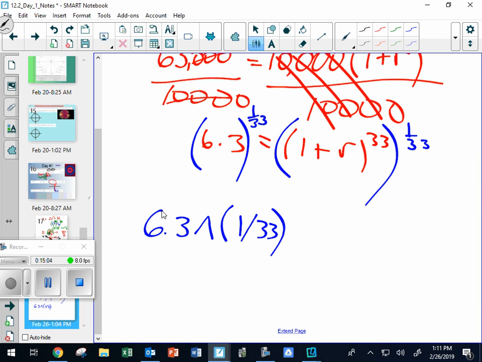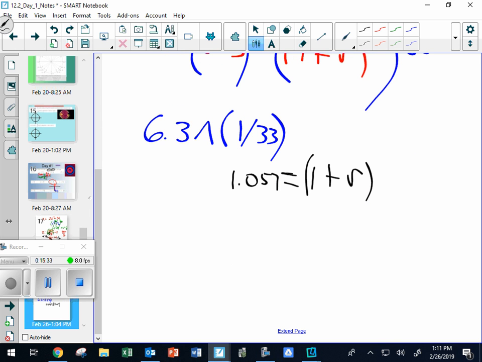Dice of Destiny. Row 2. Last person. That's you. Finish it up. Quick. 6.3 to the power of 1/33. Can anybody verify 1.057? All right. So then that's 1.057 equals 1 plus r. And then I'm pretty much done. So then I just got to subtract 1.